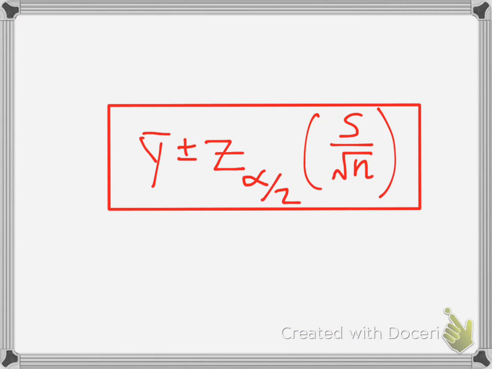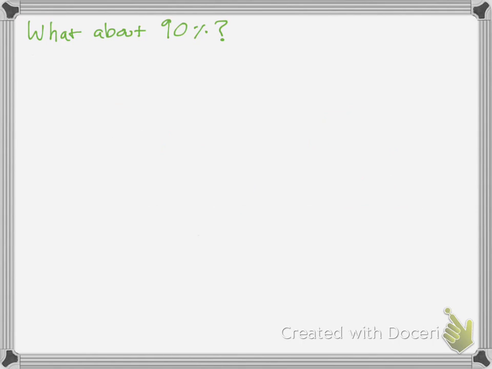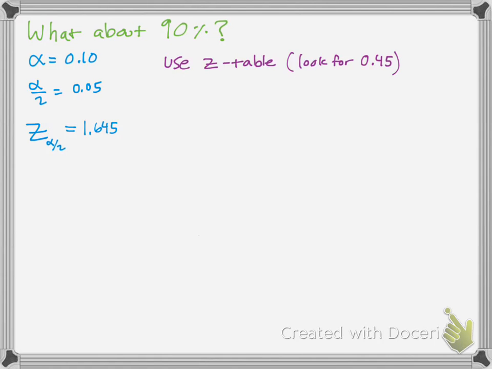Okay, so now I want to talk about this formula here. But before I do that, let's say we wanted to calculate a 90% confidence limit instead of 95. We'll use the same steps. Again, your alpha is what we're not confident about. So that'd be 1 minus 0.9, which is 0.1. Alpha divided by 2 would be 0.05, and our z alpha over 2 would be 1.645. Again, you would use your z table. You would look at 0.45 to get your value, which is 1.645. That's how we got our z alpha over 2 value.